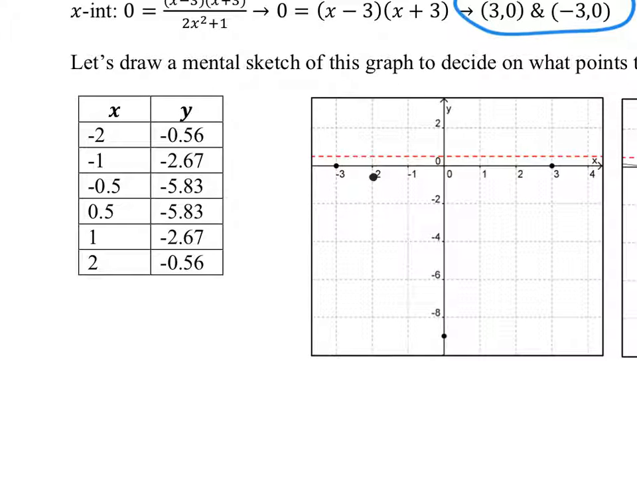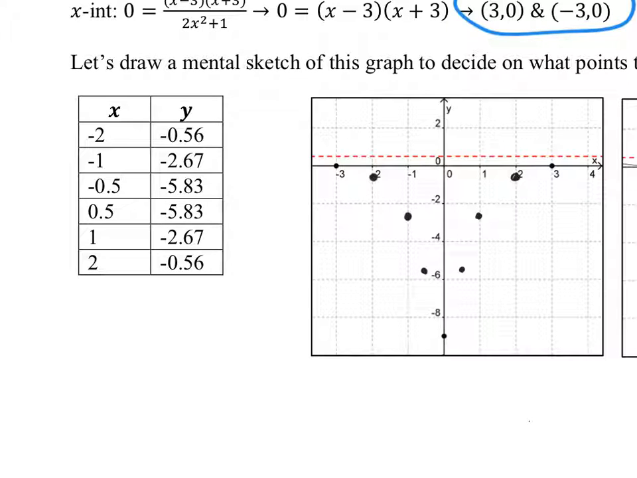Then I'm at -1, -2.67. That's about here. And then I'm at -0.5, -5.83. That's about here. Okay, and what do you think is going to be on the other side for this kind of a graph? What do you hypothesize? Based on the x-intercepts and the way this graph looks already, what do you think will happen on the right-hand side? Hannah? Yeah, it's symmetric. This one happens to be symmetric.